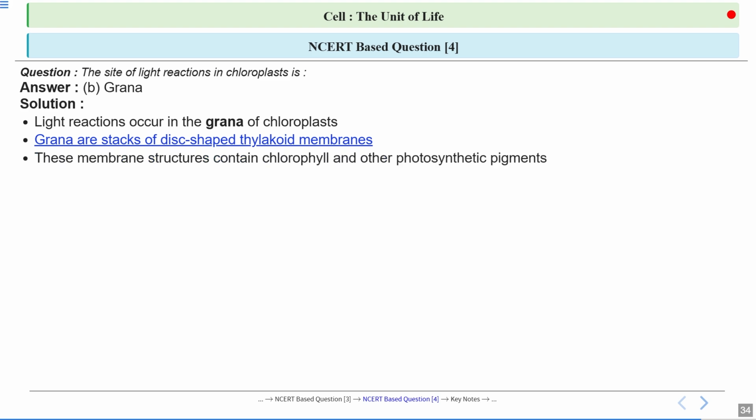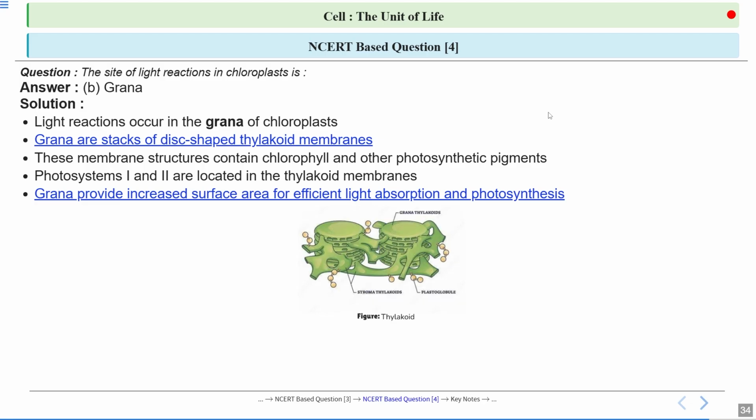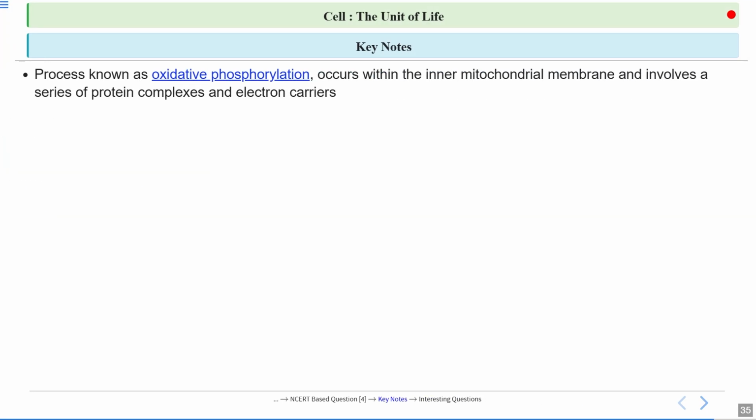thylakoids. Now, thylakoid consists of chlorophyll pigments and other photosynthetic pigments as well. Photosystem 1 and 2 are located in the thylakoid membranes. Now, grana provide increased surface area for efficient light absorption and photosynthesis. This is an image showing you thylakoid. These are stacks of thylakoid known as grana.